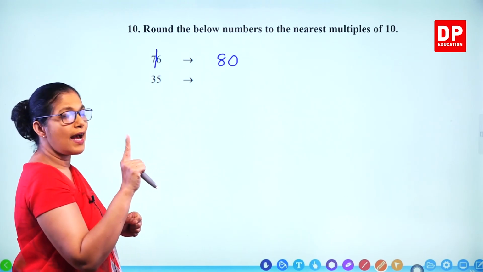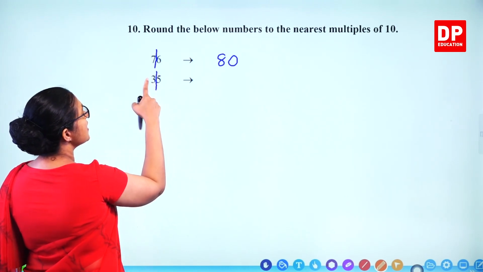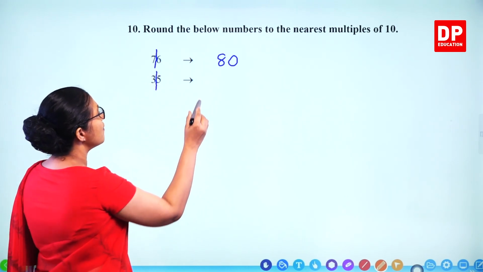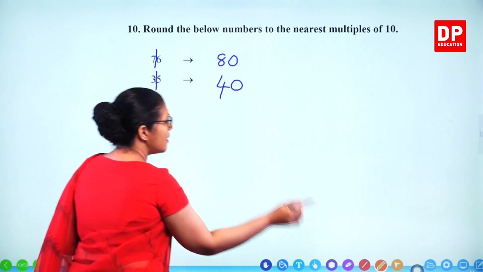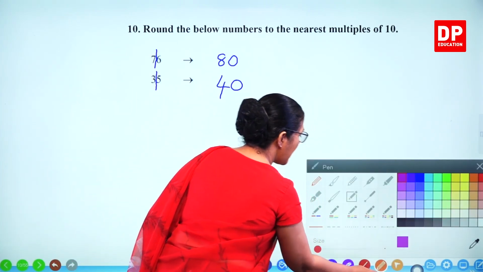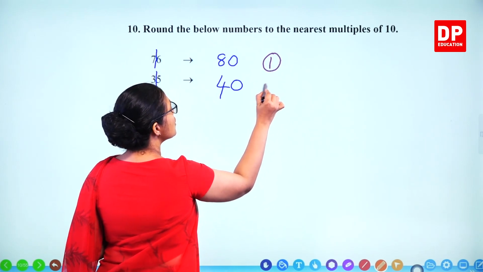35, here 5 is there. 5 is in the units place, so that means adding 1. 40 is the rounded value to the nearest 10. 1 mark each.